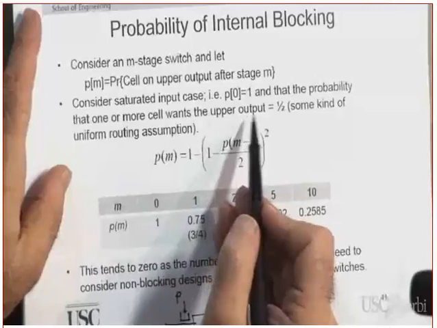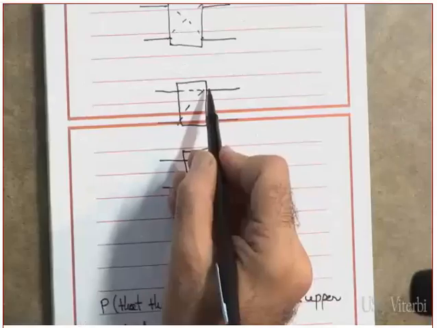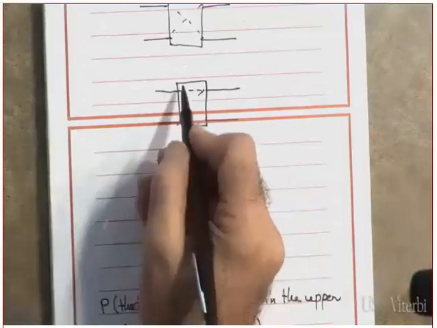Which is the modular switch, called the Benes switch. The Benes switch consists of, in the middle, see this one, every one of them is a 2x2. But in the middle switch, I don't use 2x2. I use N by 2, to allow. How many of these do I have? I have N over 2.